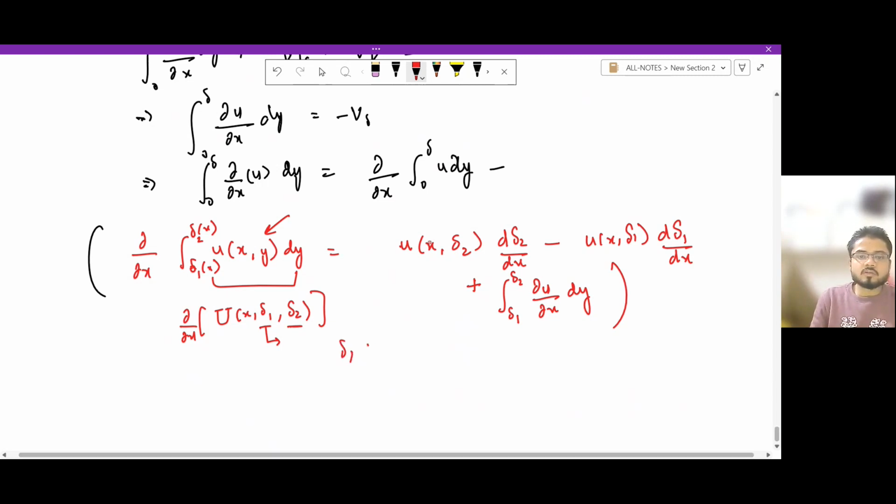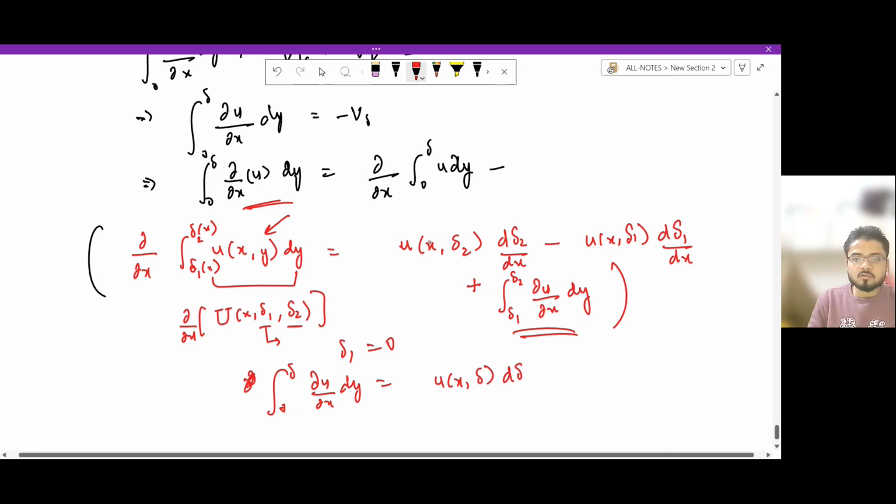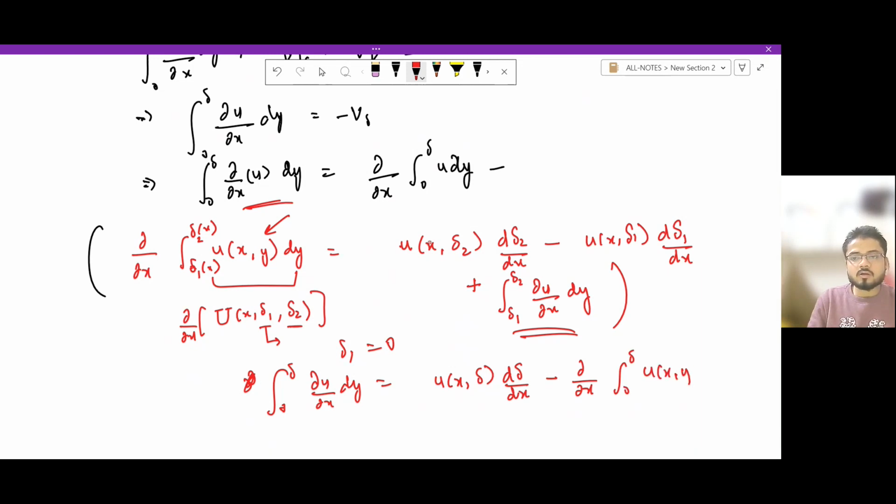So here you have delta 1 equals 0. What you need is this. You could always write the integral 0 to delta of del u over del x dy equal to u(x, delta) d delta over dx minus del over del x integral 0 to delta of u(x, y) dy. So this is how it looks.